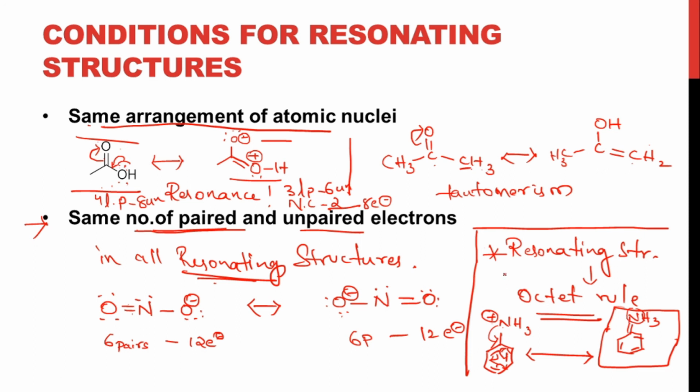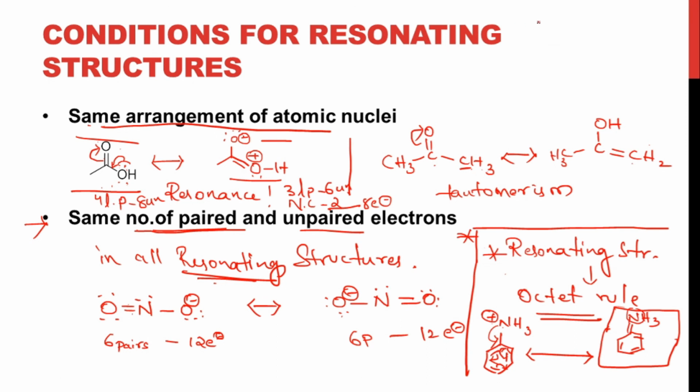This is a very important point. You should remember this comes first when you are writing a resonating structure. You have to follow the octet rule first. So these are the conditions when you are writing a resonating structure. You have to remember this point.